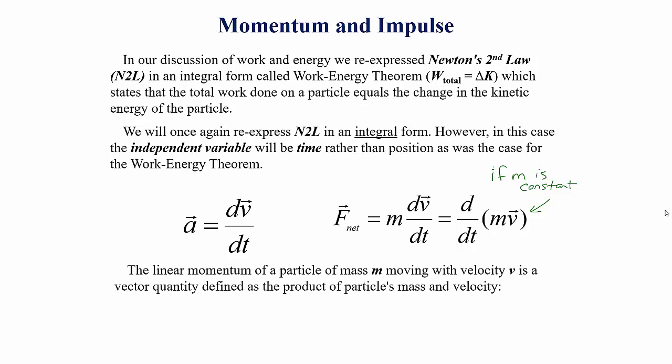The linear momentum of a particle of mass m moving with a velocity v is a vector, and it's the product of the mass and velocity. The momentum vector equals the mass times the velocity vector. This vector equation says that the momentum vector and the velocity vector must point in the exact same direction. If the velocity is in the positive x direction, the momentum is in the positive x direction. If the velocity makes a 40-degree angle with the positive x-axis, then the momentum vector makes a 40-degree angle with the positive x-axis.